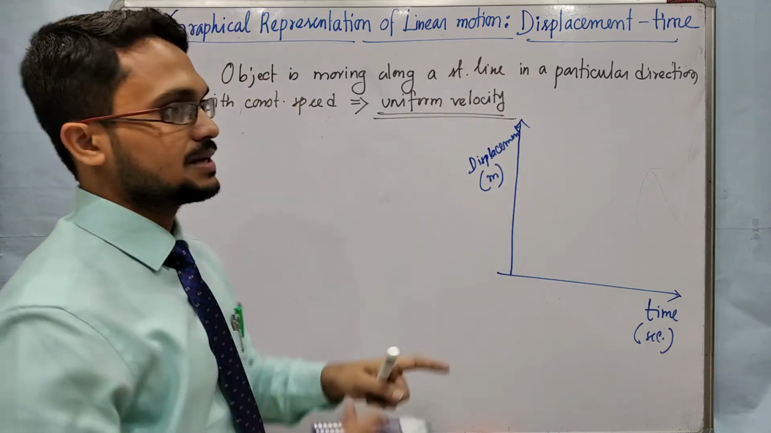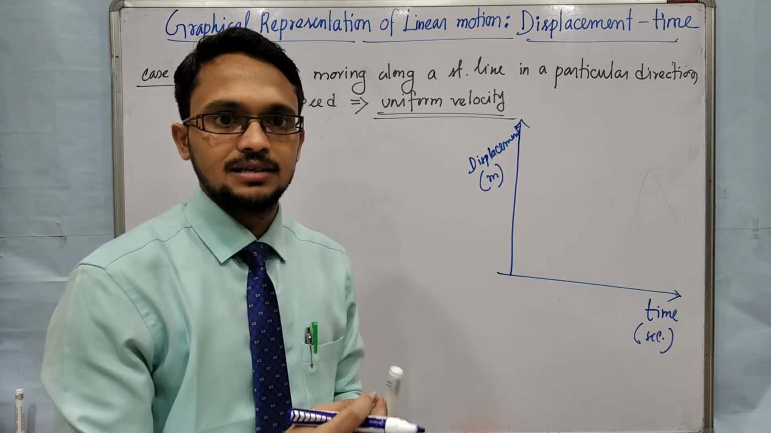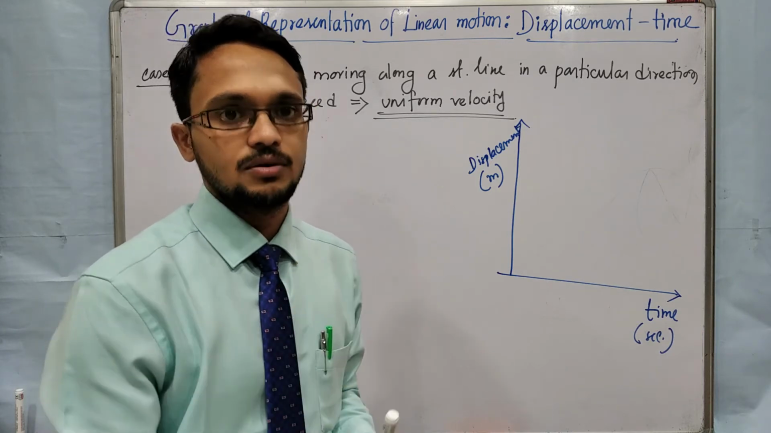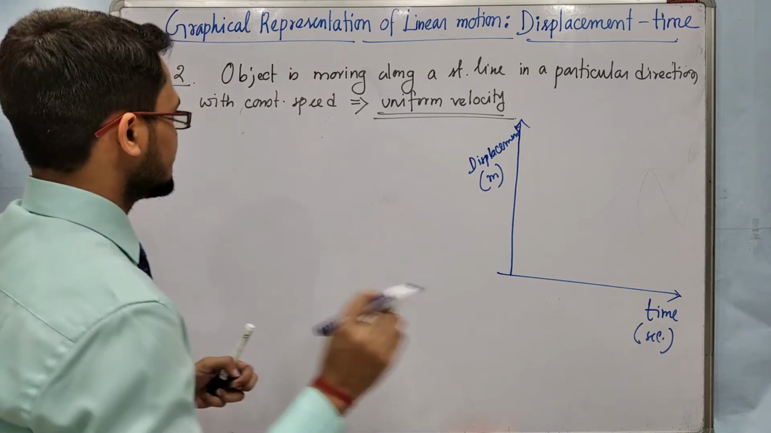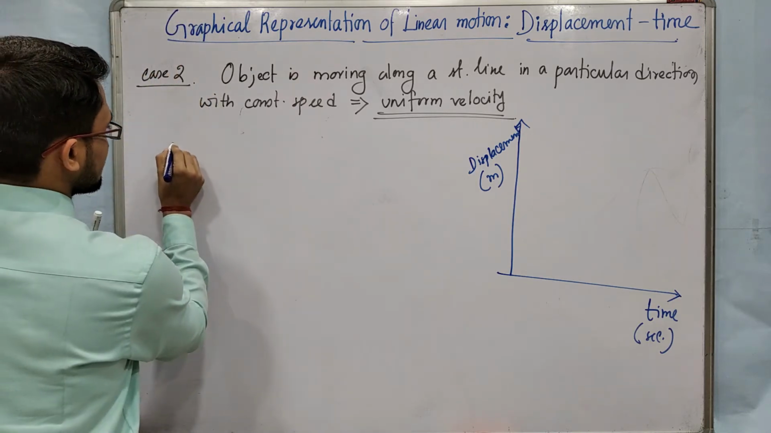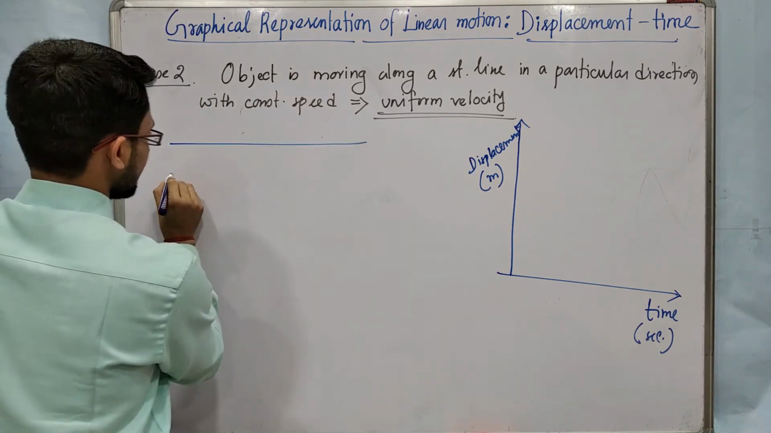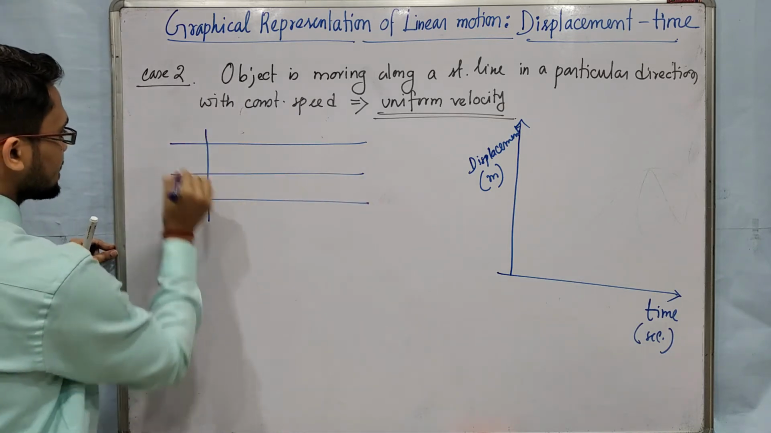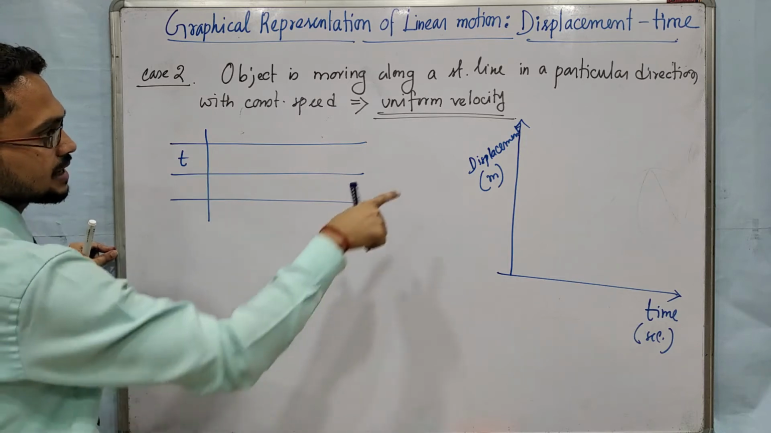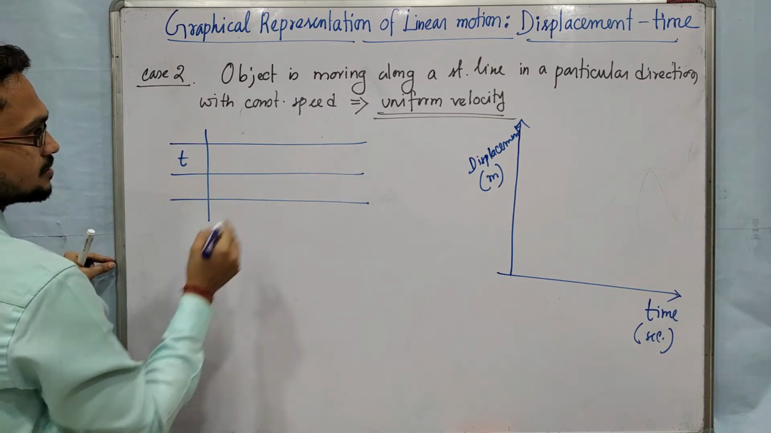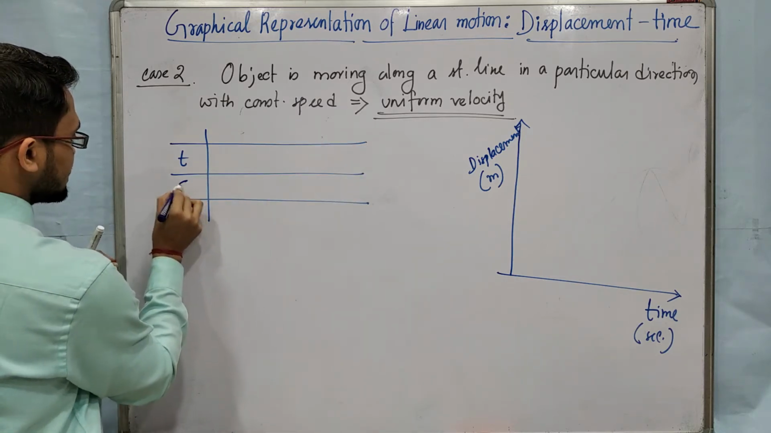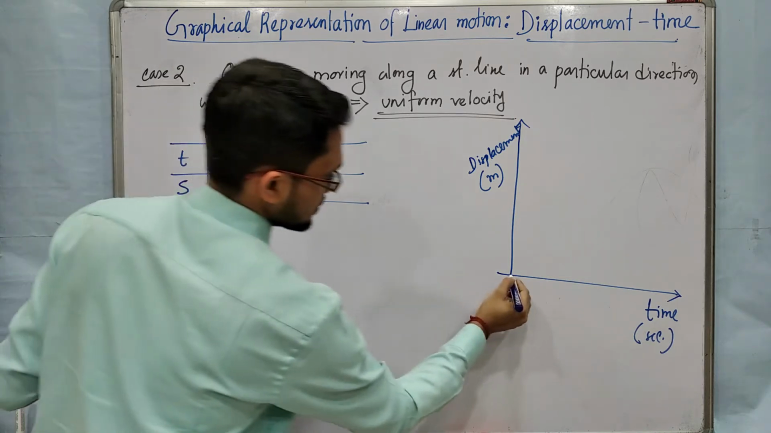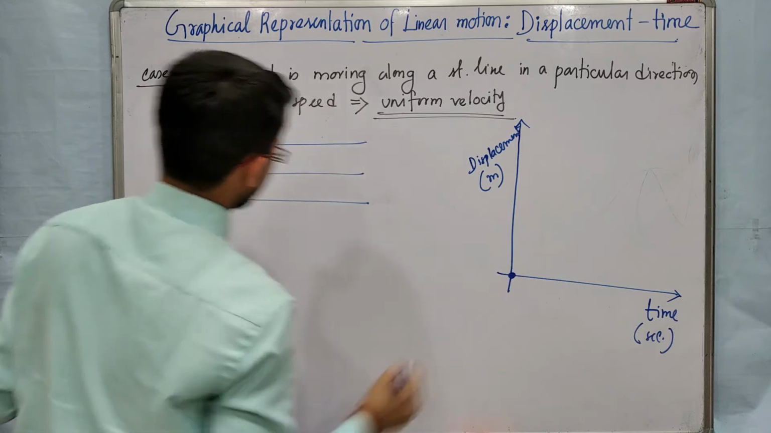And constant speed means in each equal interval of time the object covers equal distance. Okay, in each equal interval of time object covers equal distance. So I am giving some data here so that you can understand. So time t, okay, and displacement or distance covered, that is s. At t equal to 0, suppose it is at 0. So initially it is here.